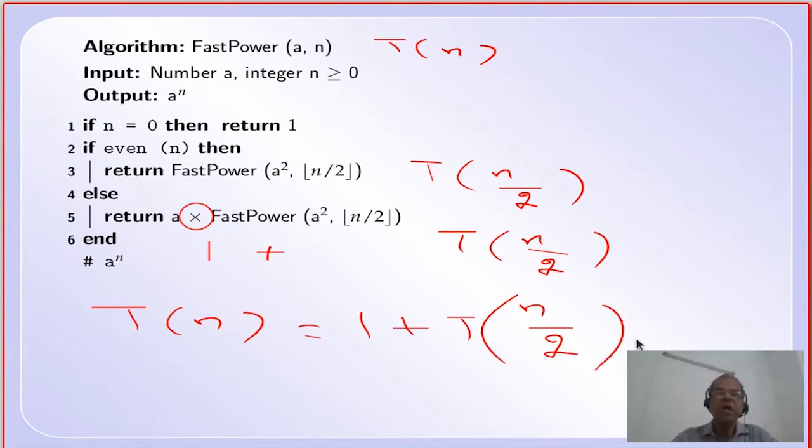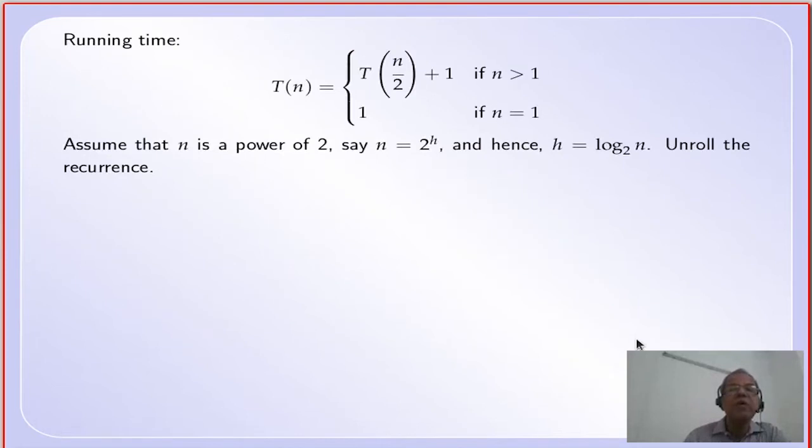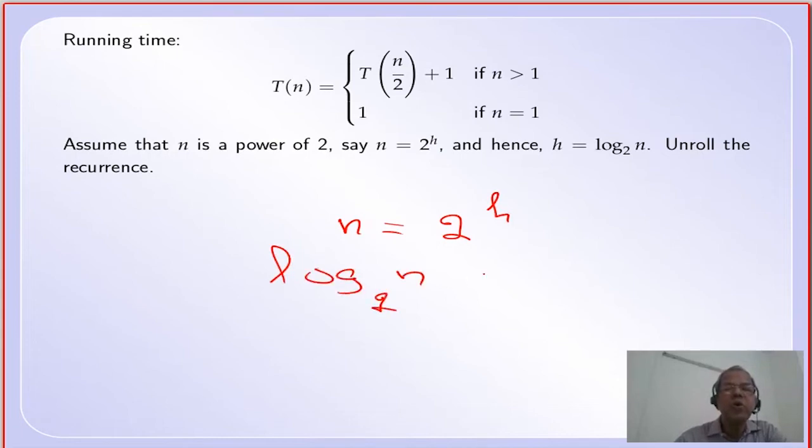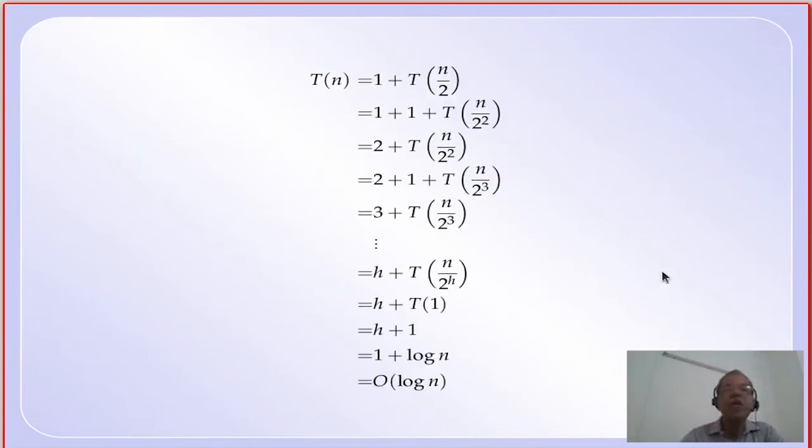I would like you to do the unrolling, but for want of time, I do that and leave some homework. To solve the recurrence relation, let me assume n is equal to 2 power h, then log n to the base 2 is equal to h. That makes life easier. Let's unroll. T of n will become 1 plus T of n by 2 squared.